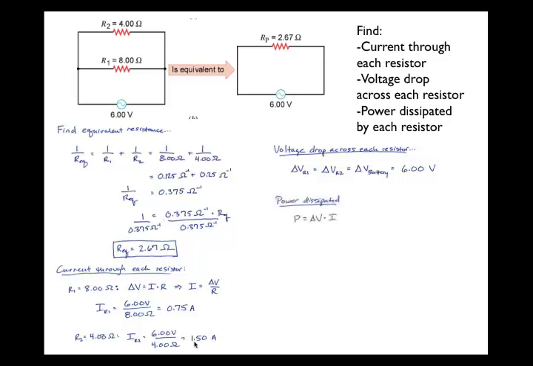The power dissipated, again, can be found by the potential difference multiplied by the current. We know both of those pieces of information now. So if we take 6 volts times 0.75 amps, we get 4.5 watts. If we take 6 volts times 1.5 amps, we get 9 watts, and a total power dissipation of 13.5 watts. Notice here, though, which resistor is dissipating the most energy, and that is the smaller resistor, the 4 ohm resistor.